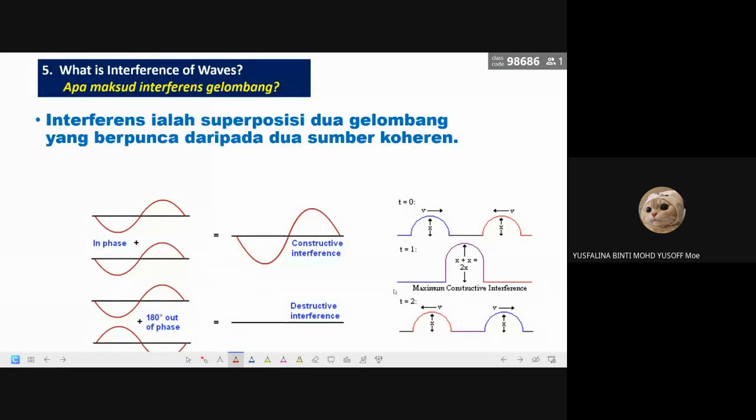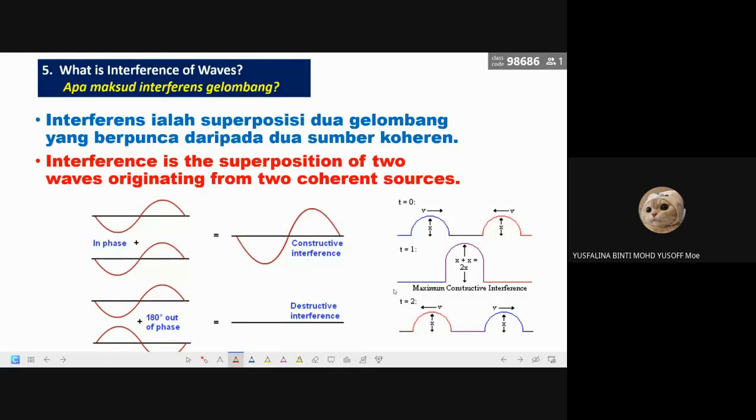So what does interference mean? Interference is the superposition of two waves originating from two coherent sources. Remember, superposition means two waves come from two sources. Just now we saw one coming from the left and another coming from the right. So there are two sources, and they combine. In the middle there, they meet and overlap with each other.